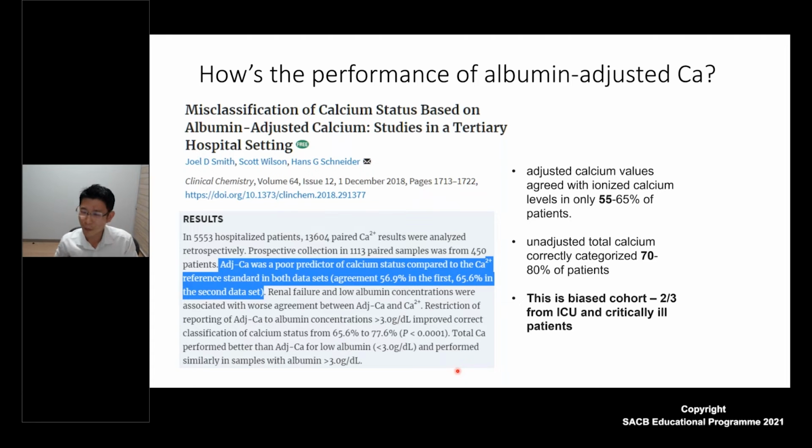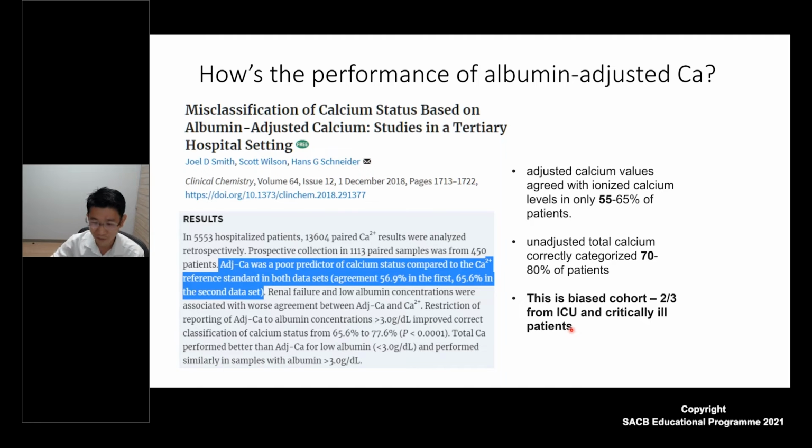So how is the performance of this albumin adjusted calcium? Actually, in ICU patients, in critically ill patients, it is really terrible. Compared to ionized calcium, adjusted calcium only agrees in 55%, maybe up to 65%. In fact, your total calcium, where you throw away the Payne equation and don't do any adjustment, is actually better. It categorizes patients better. Of course, this is a cohort of very sick patients, ICU patients, ED patients.